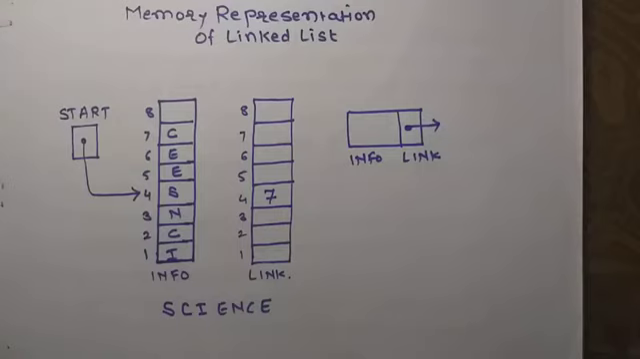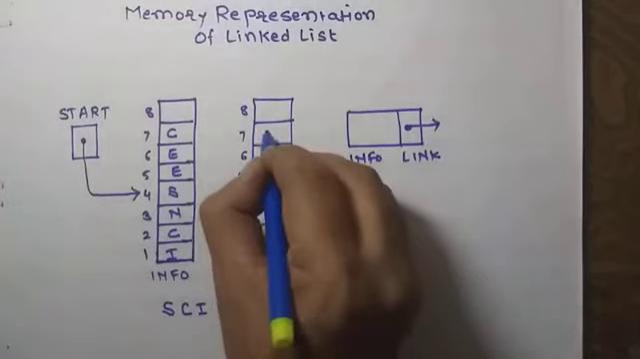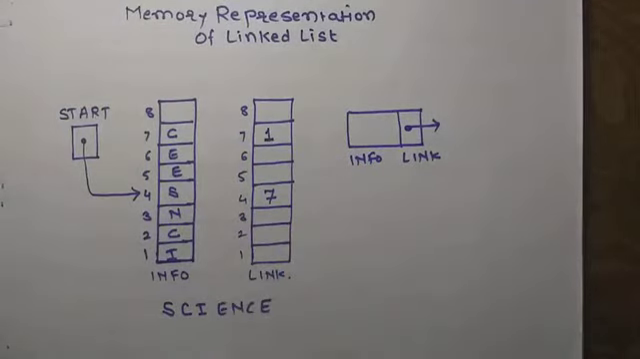Now similarly, what is link of 7? Link of 7 will contain the address of the next node, which follows C. After C, the next character is I. I is present in the first memory location. So here link of 7 will contain 1. Info of 1 is I. Similarly, what is link of 1?